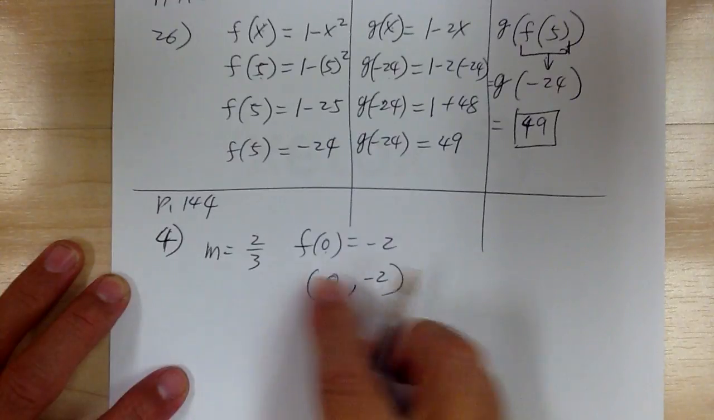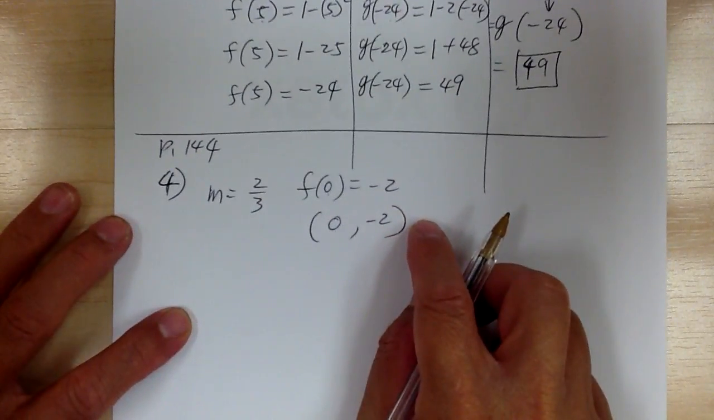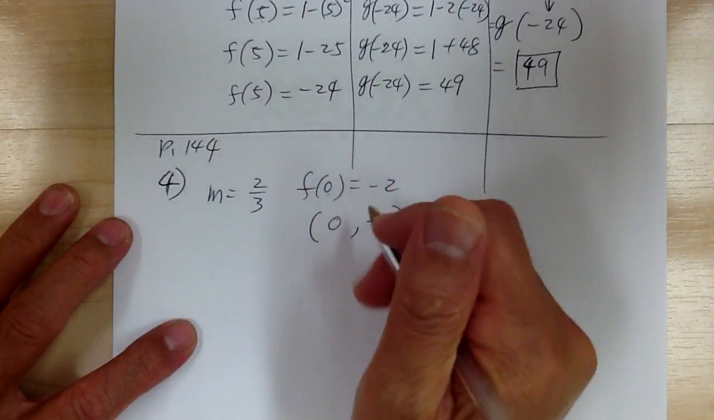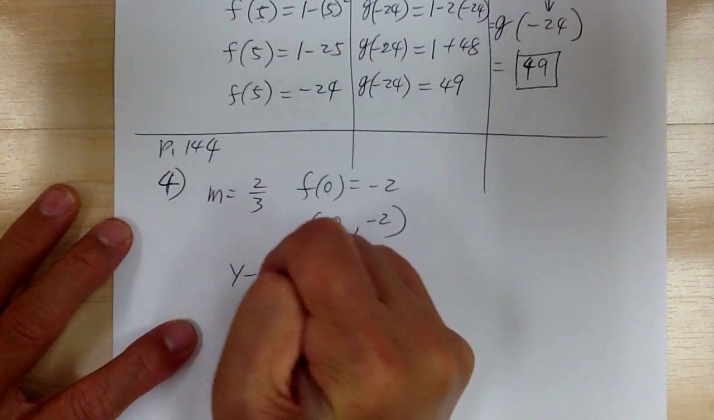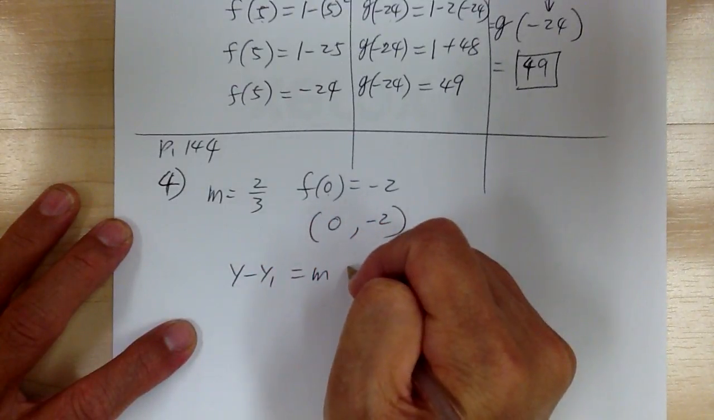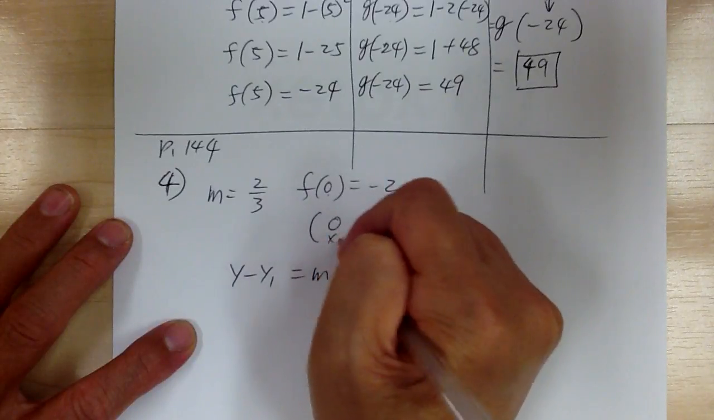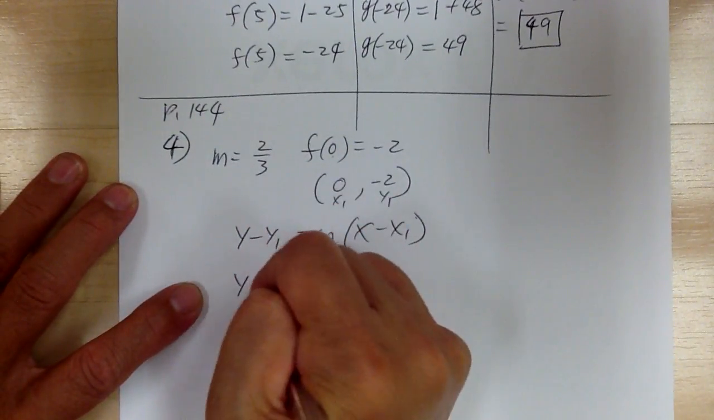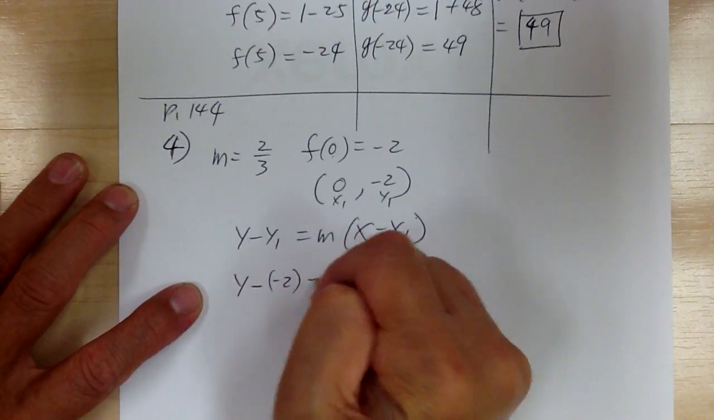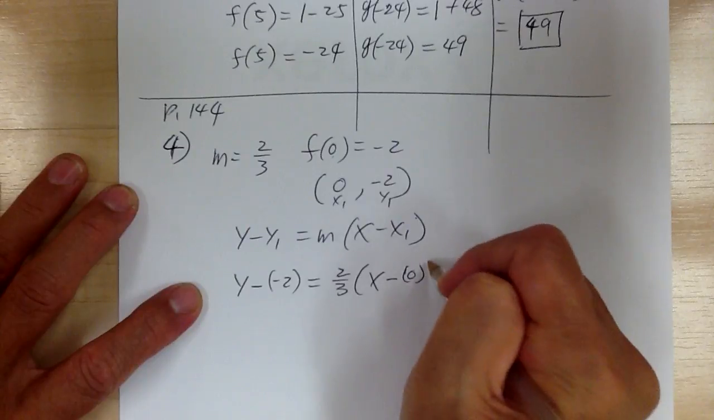So you can do it this way, just convert into points. Okay? So now you have point and slope, so you can use the point slope form. So you're going to get y minus y1 equal to m times x minus x1, right? So that's your x1, that's your y1. So substitute everything in here. So you're going to get y minus negative 2 equal to 2 over 3 times x minus 0.